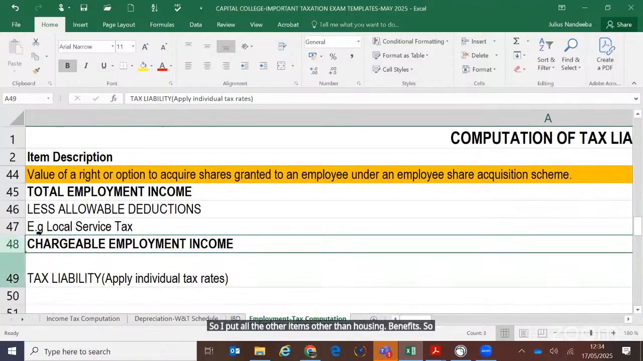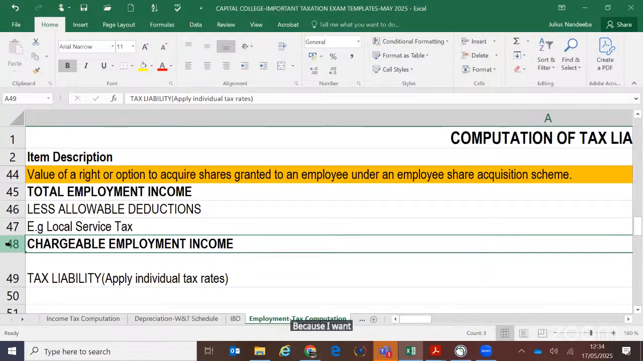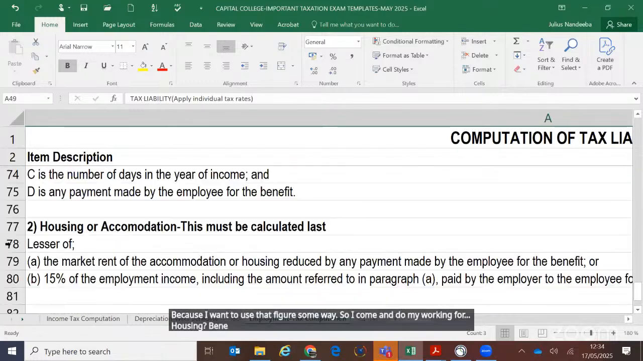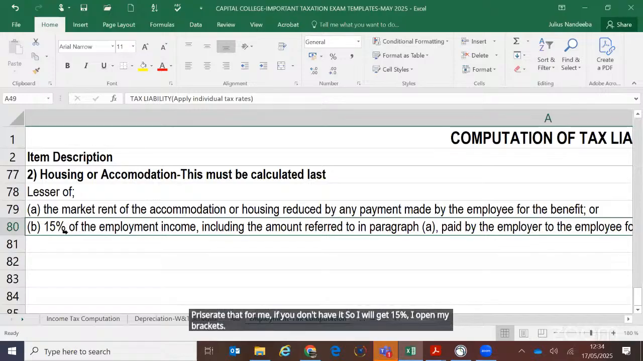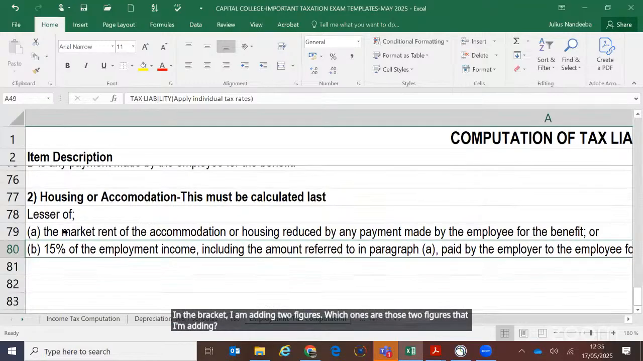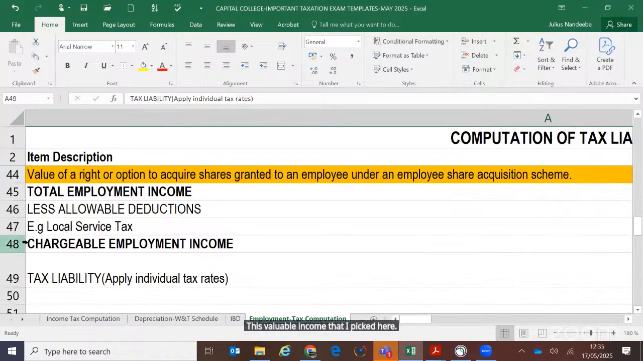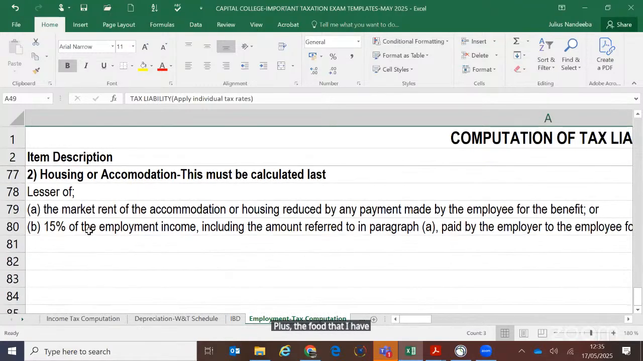So I come and first get my chargeable income, but I don't write the total there because I want to use that figure somewhere. So I come and do my working for housing benefits. This is how I'm going to use that figure. So in B, I am going to get 15% into brackets. Please write that formula if you don't have it. In the bracket, I am adding two figures. Which ones are those two figures? This chargeable income that I picked here, plus the figure that I have calculated in A.